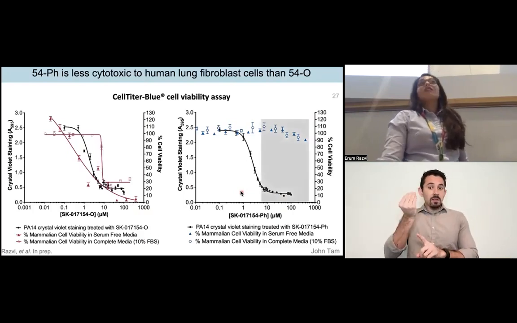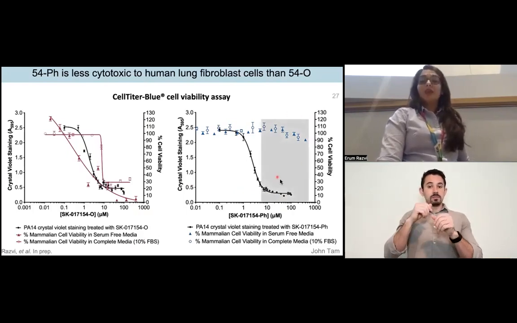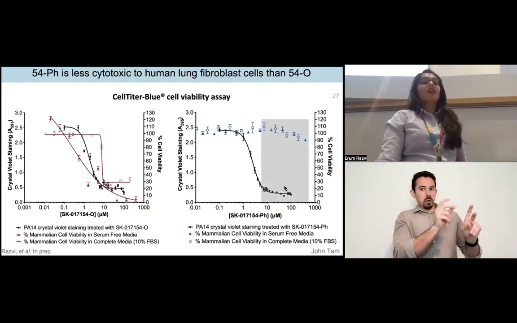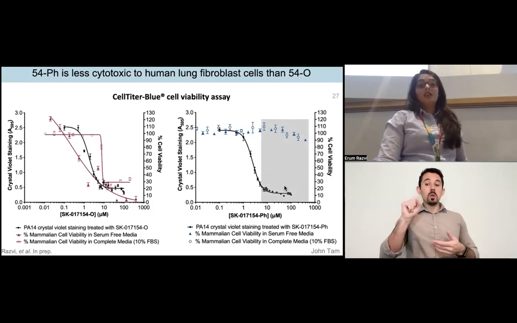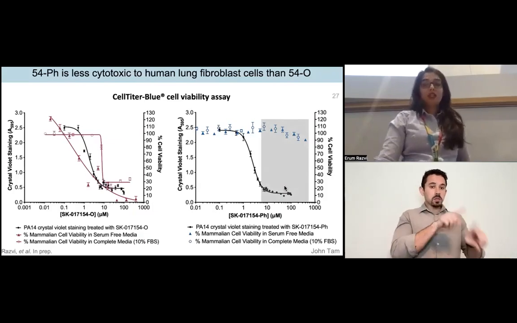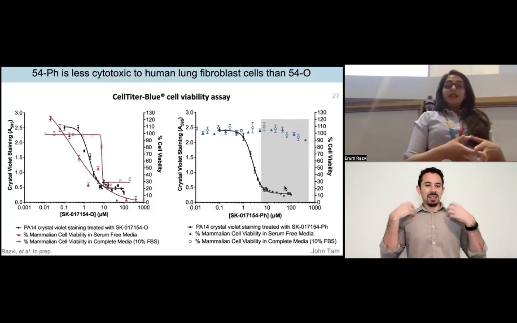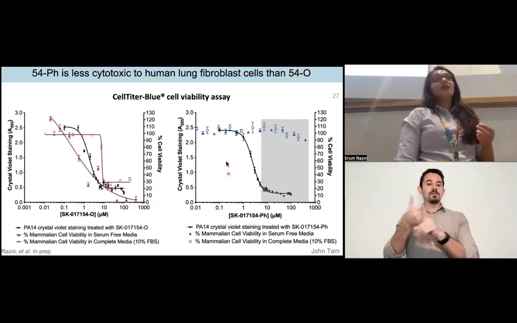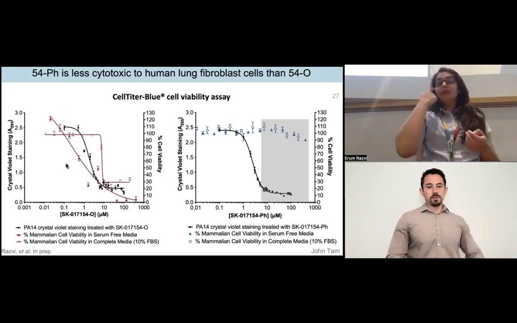So this suggests that 54PH has a therapeutic window, which is a range of doses with a therapeutic response that does not cause an adverse effect in patients. Combined, these results reveal that 54PH is less cytotoxic than 54O.